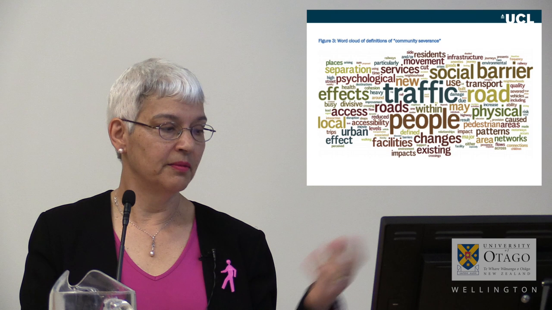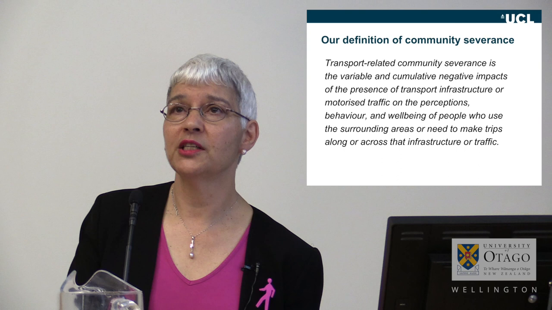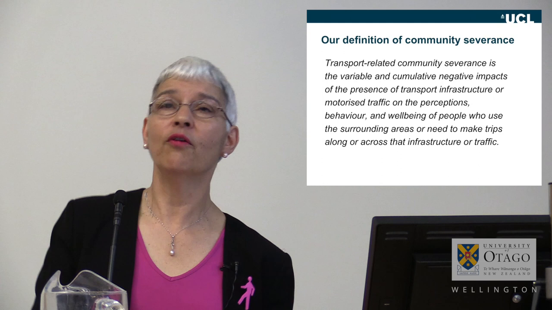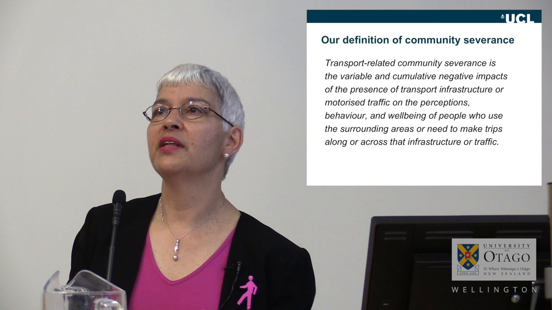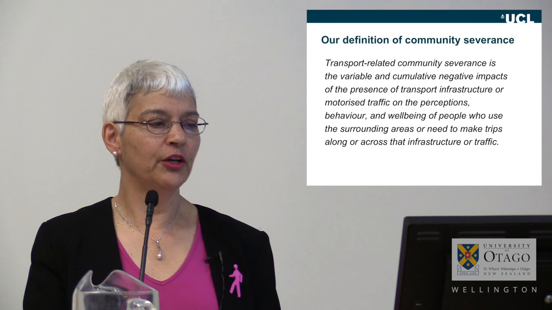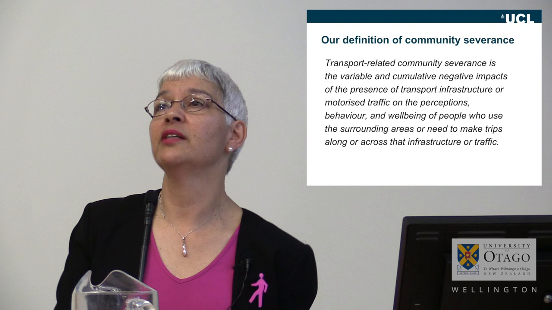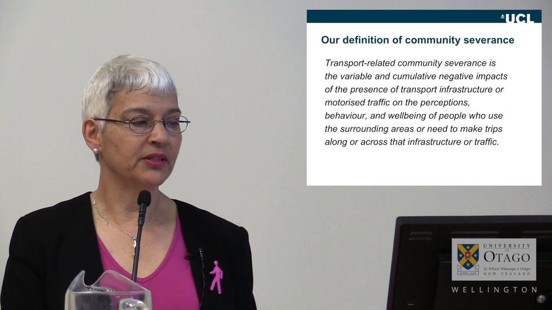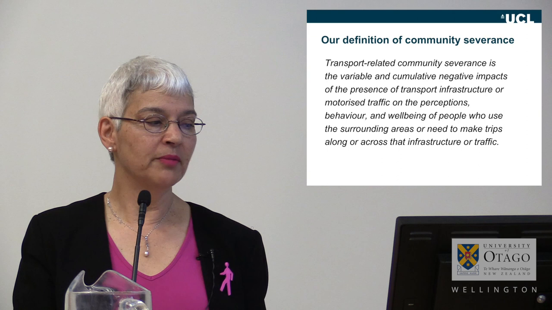So we came up with our own transport, our own definition of community severance, which we thought was very novel because it was not just thinking about the road as a line, but it was thinking about the area. As you'll see in a minute, we weren't the only people to do this. So transport-related community severance is the variable and cumulative negative impacts of the presence of transport infrastructure, so railways, motorways, canals, rivers, or motorised traffic on the perceptions, behaviour and well-being of people who use the surrounding areas or need to make trips along or across that infrastructure or traffic.